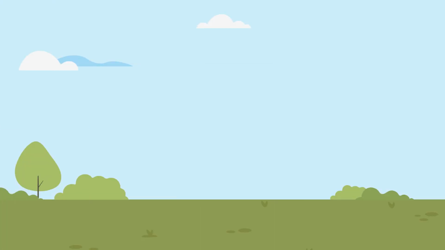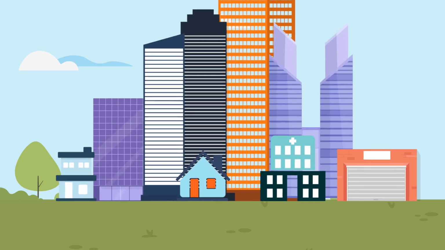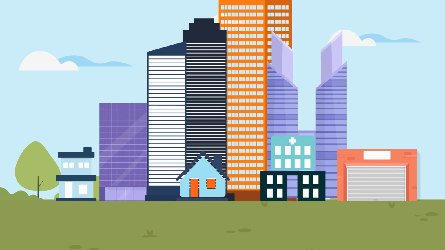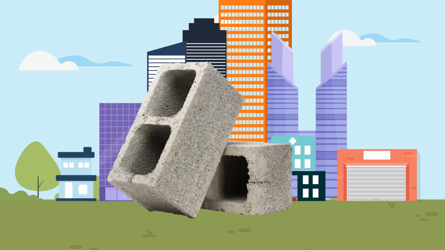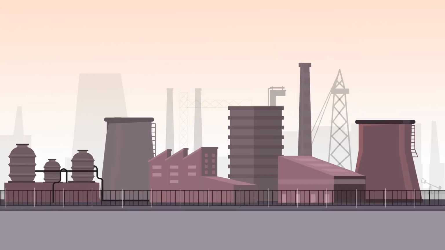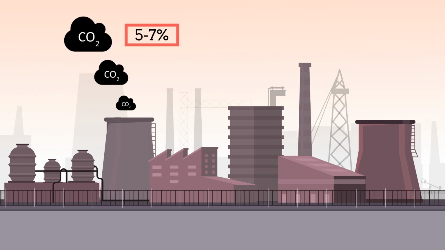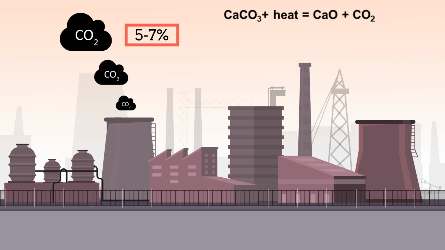In this era, infrastructure development, including houses, buildings, roads, and bridges, is rapidly expanding, with concrete being a primary construction material. However, cement production contributes 5 to 7% of global CO2 emissions. Notably, the majority of these emissions come from raw materials, with 60% from limestone processing.